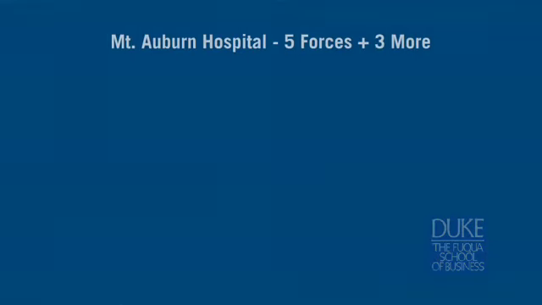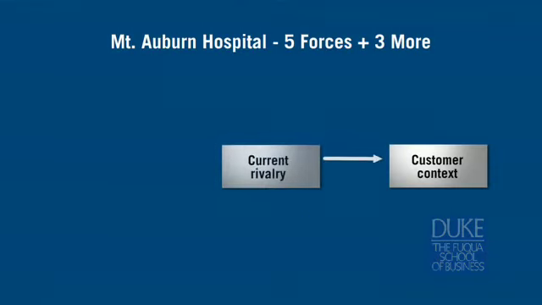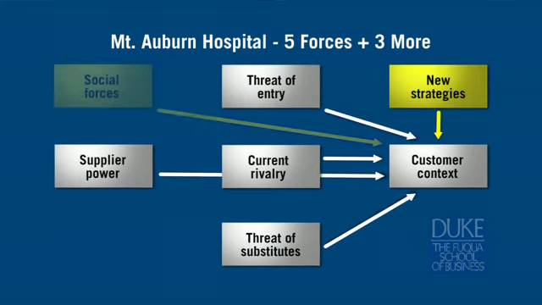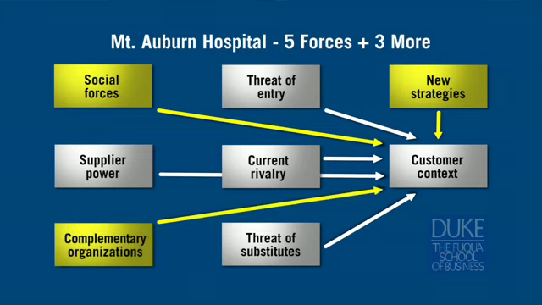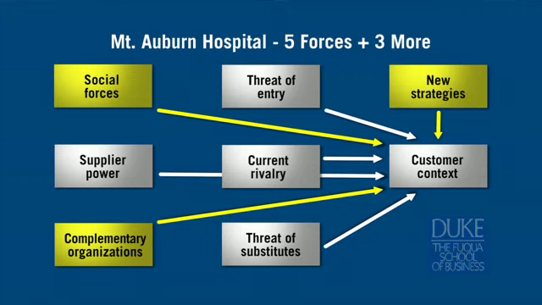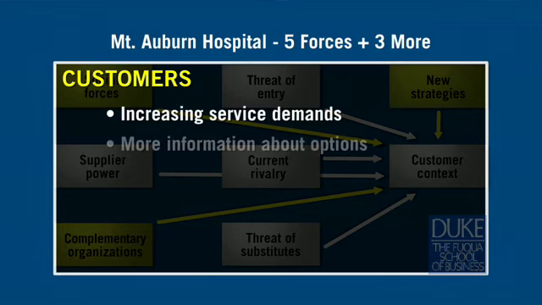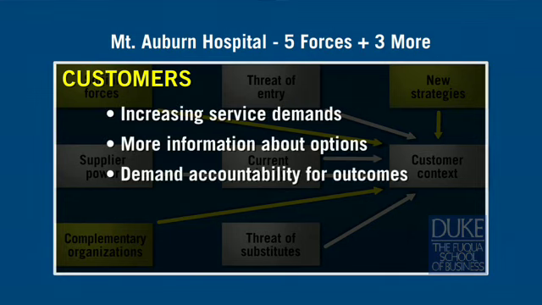And this is an example that's drawn from the Mount Auburn Hospital in Cambridge, Massachusetts, and based on its operations in the late 1980s. And this is a hospital that was faced with a very difficult time in the late 1980s, and it went through a thoughtful analysis of its situation across these 8 boxes. It looked at its customers and recognized that there were increasing service demands, that there was more information about healthcare options, and there was more demand for accountability and outcomes. Substantial change in the customer environment that it was going to have to respond to, or the truth is it would not be able to survive.